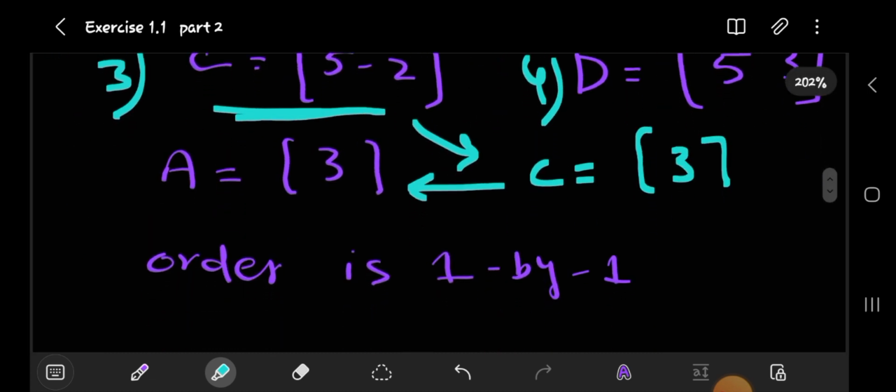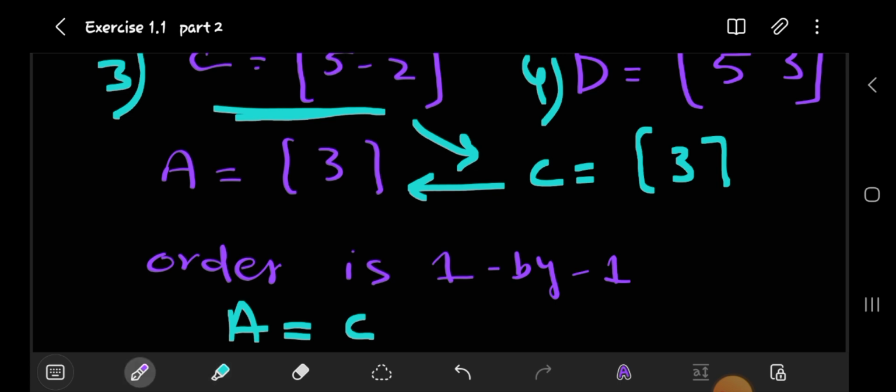So we can say that matrix A is equal to matrix C. This is question number 1 that has a solution. So we can say that question 1, part number 1, matrix A is equal to matrix C.